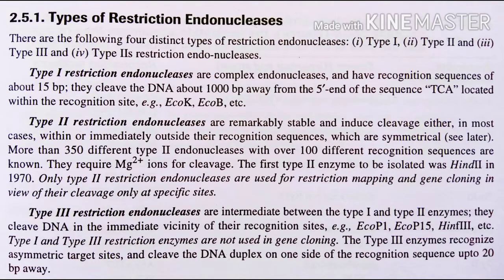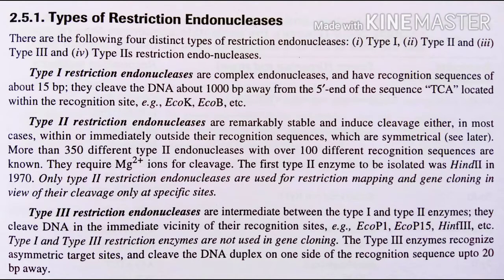Next, the type 2 restriction endonucleases are mostly stable and induce cleavage, in most cases, within or immediately outside their recognition sequences, which are symmetrical. More than 350 different type 2 endonucleases with over 100 different recognition sequences are known. They require Mg2+ ion for cleavage. The first type 2 enzyme to be isolated was HindII in 1970.